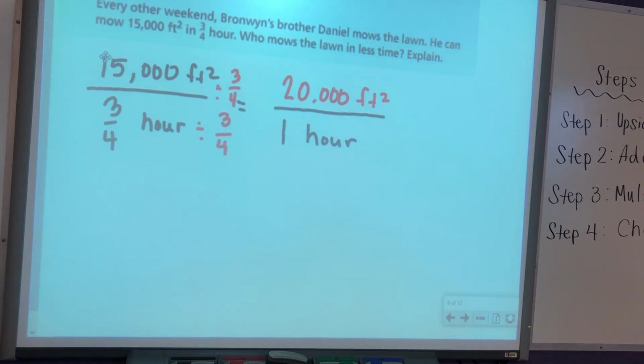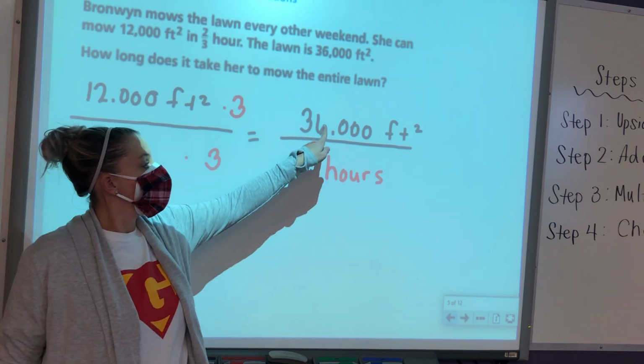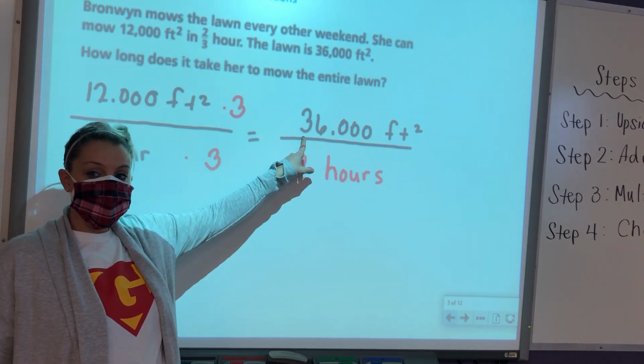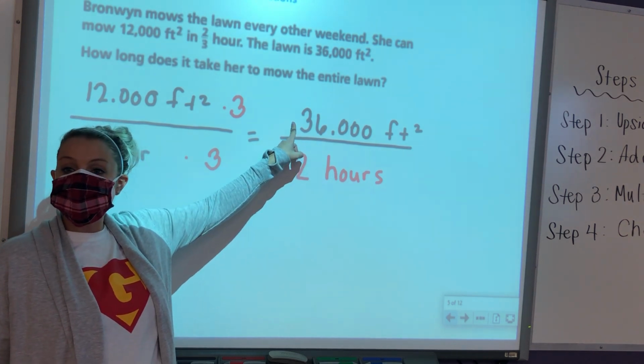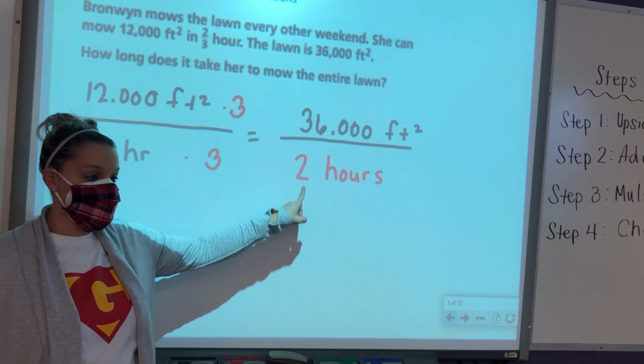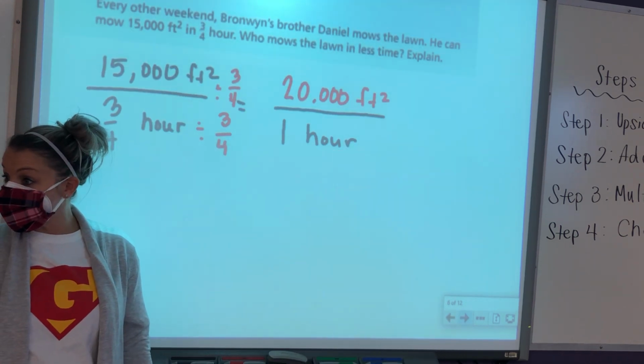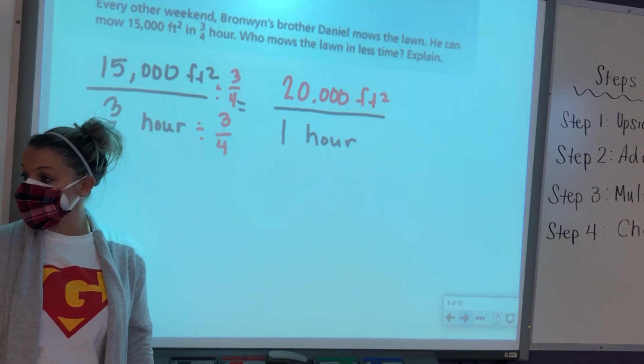How does that information help us? Bronwyn mows 36,000 square feet in 2 hours. In 2 hours, it'll be 40,000 feet for Daniel. So Daniel mows how much in 2 hours? 40,000 feet.